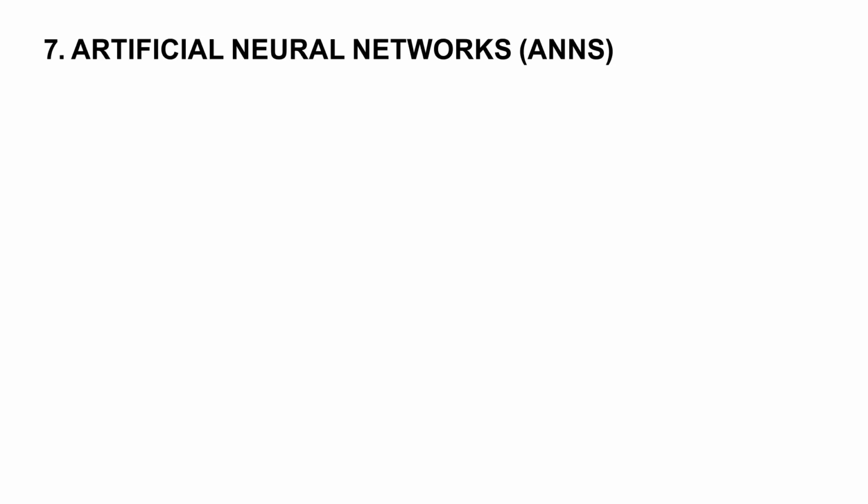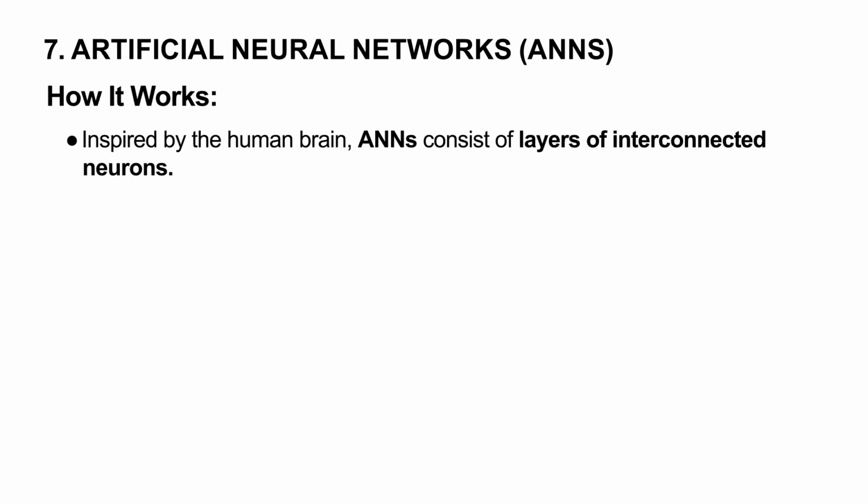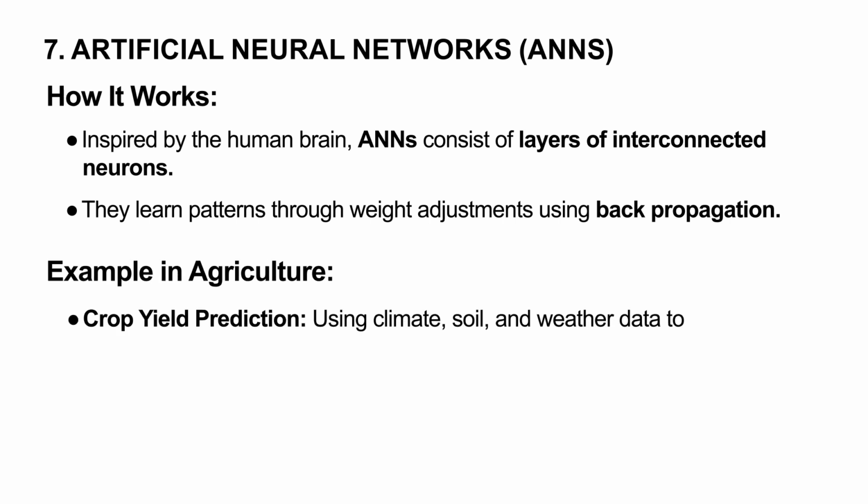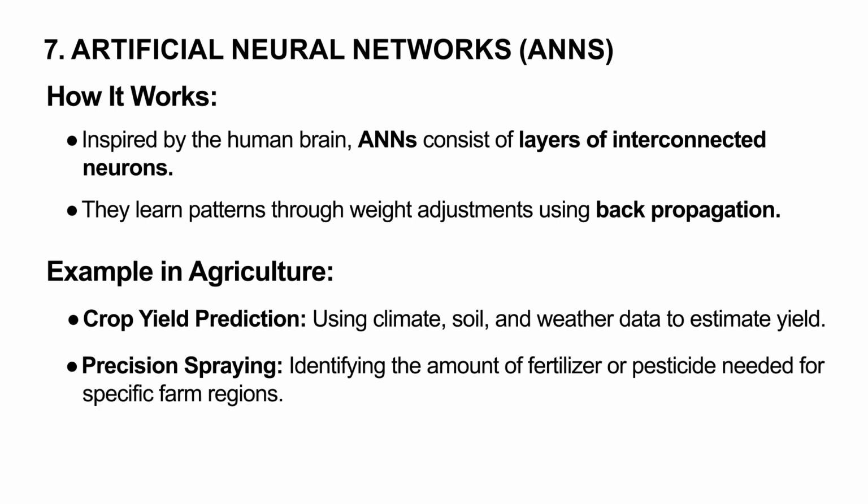7. Artificial neural networks, ANNs. How it works: Inspired by the human brain, ANNs consist of layers of interconnected neurons. They learn patterns through weight adjustments using backpropagation. Example in agriculture. Crop yield prediction, using climate, soil, and weather data to estimate yield. Precision spraying, identifying the amount of fertilizer or pesticide needed for specific farm regions.